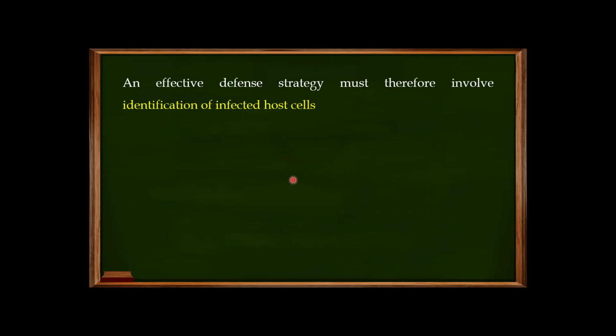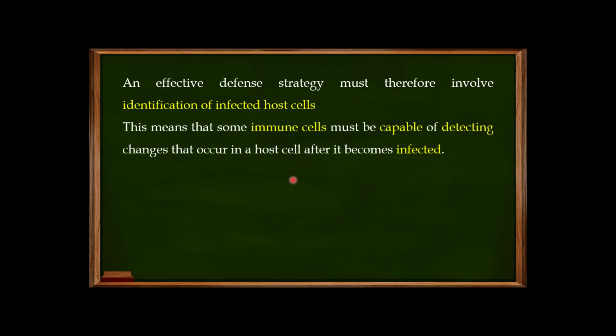So an effective defense strategy must therefore involve the identification of the infected host cells. So you need to have a mechanism that can identify the infected cells. By that I mean the cells which have been infected by the virus. Now this means that there should be some immune cells that are capable of detecting the changes that occur in a host cell after it becomes infected.